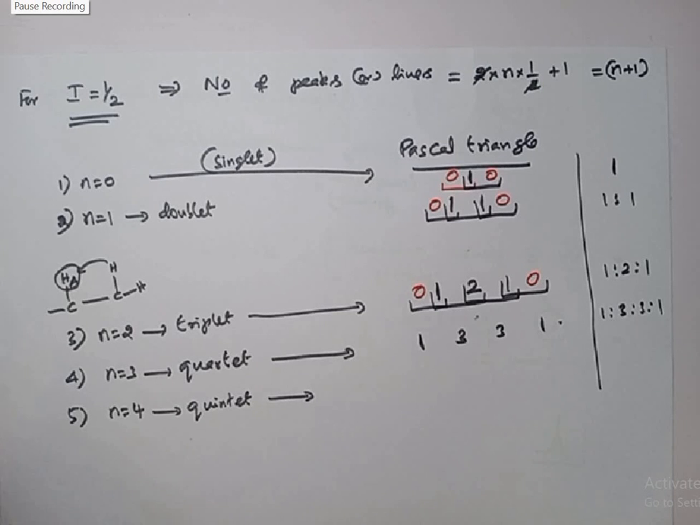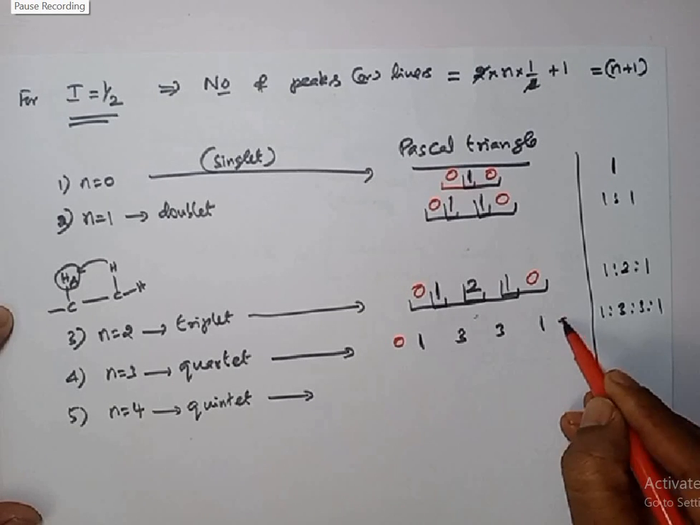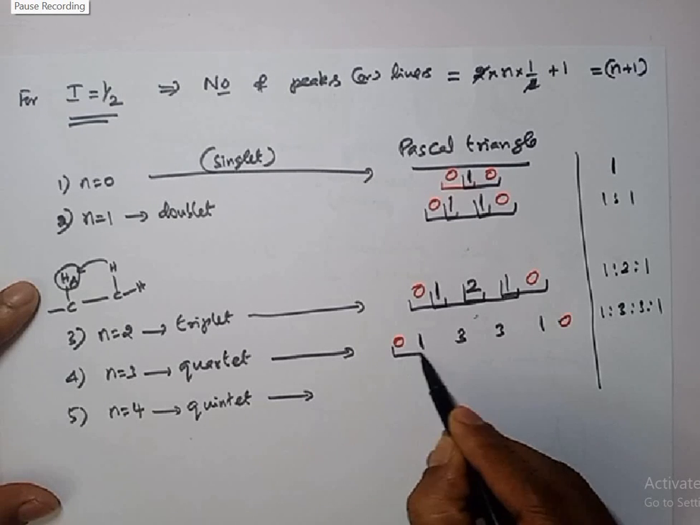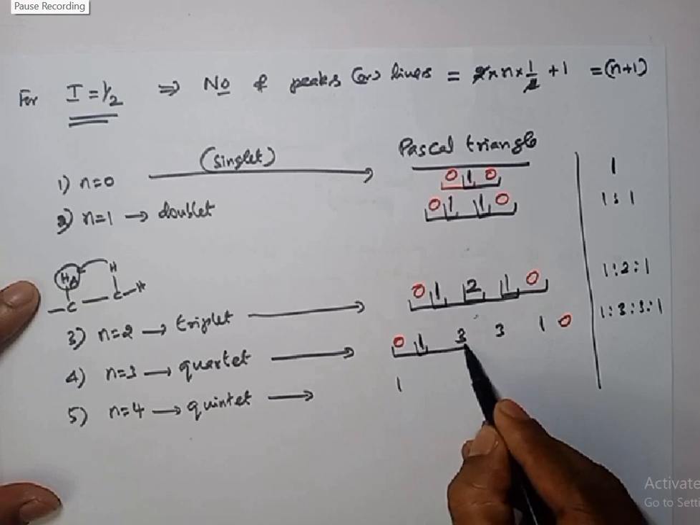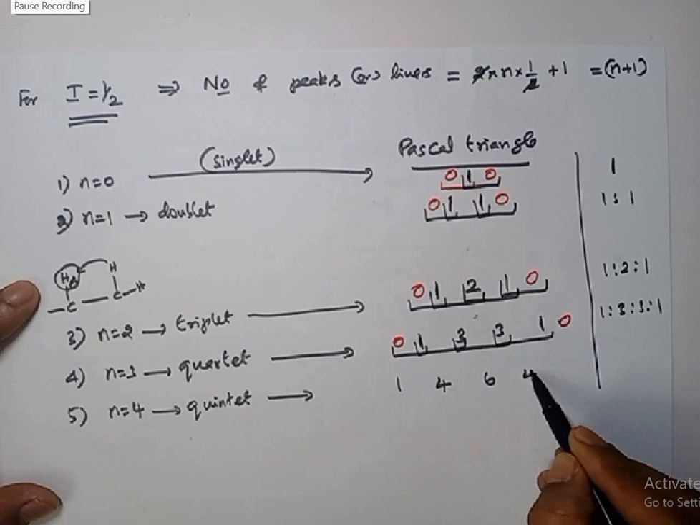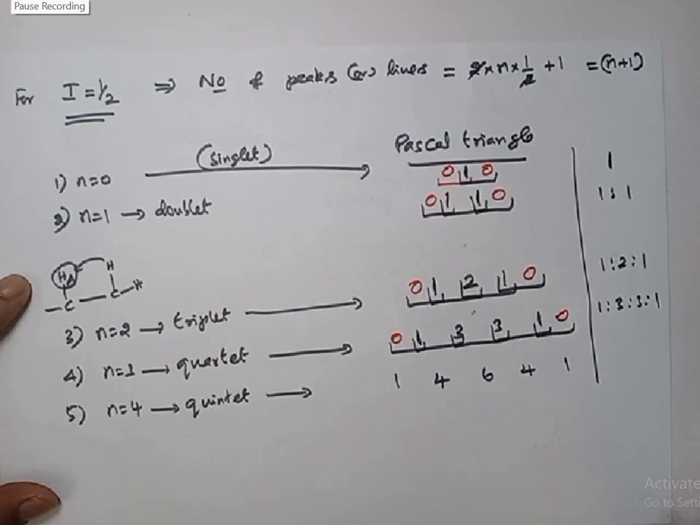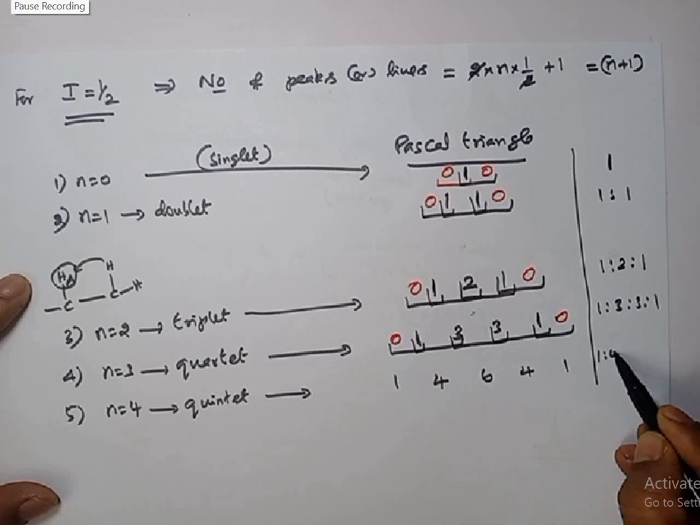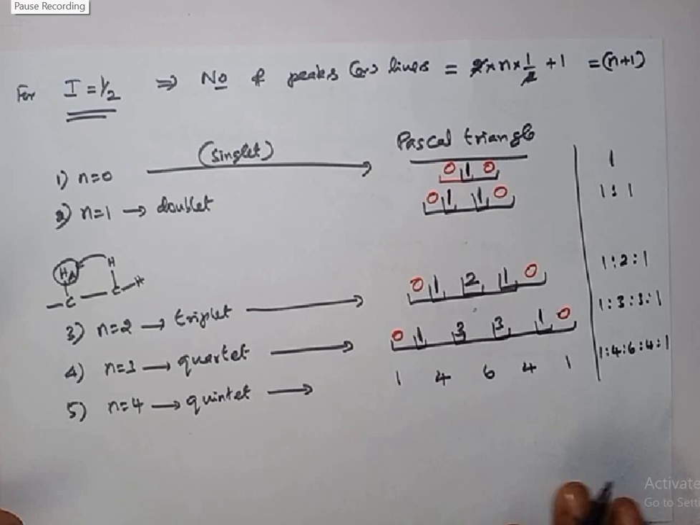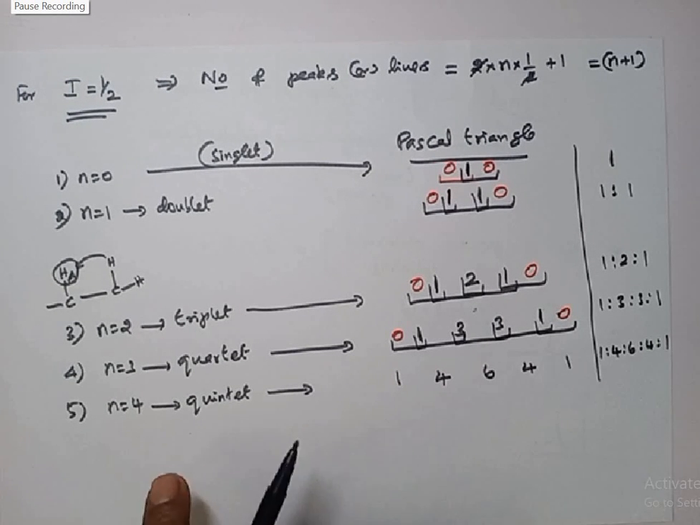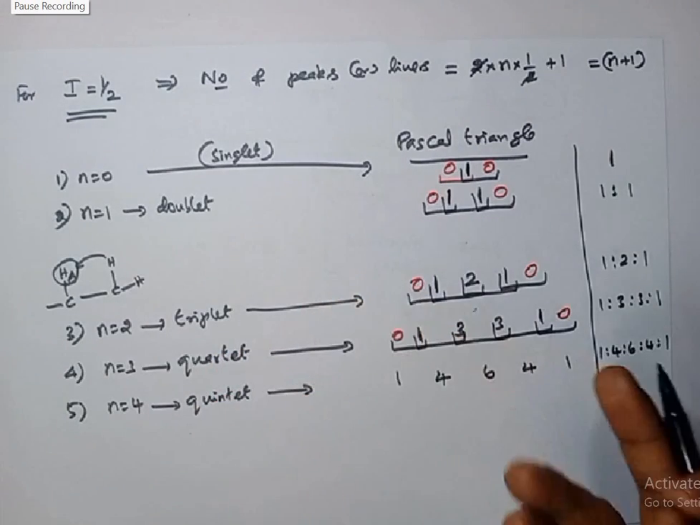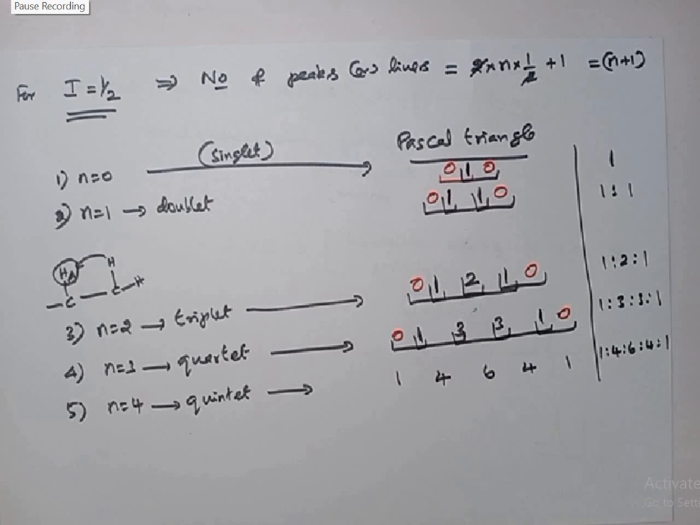Very simple. Add zeros on both sides. 1 0 this side, 1 0 this side. Then sum up two numbers. Just add these two numbers, I'll get 1. These two numbers, 4. 3 plus 3 is 6. 3 plus 1 is 4. 1 plus 0 is 1. So the intensity ratio is 1:4:6:4:1. In this way we can find the number of peaks that we get, and we can also find the intensity ratios of these peaks.